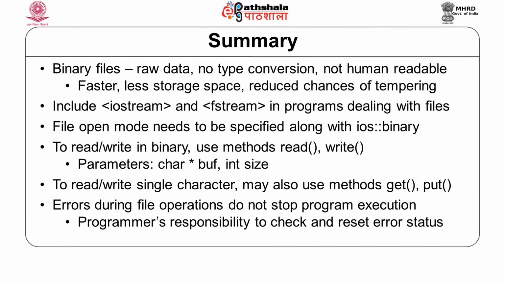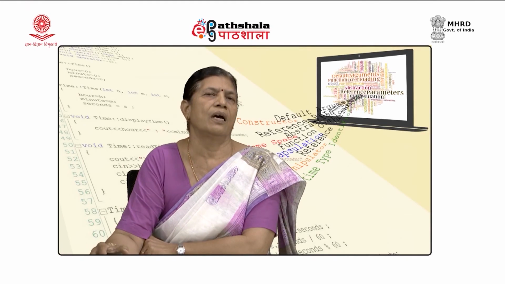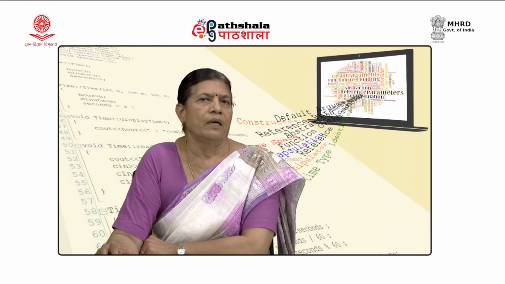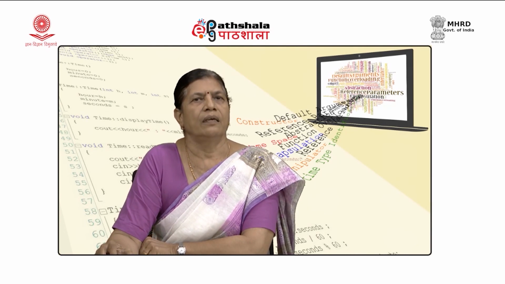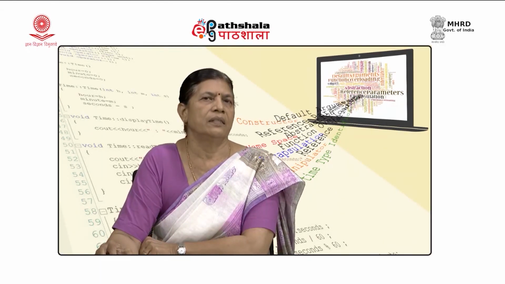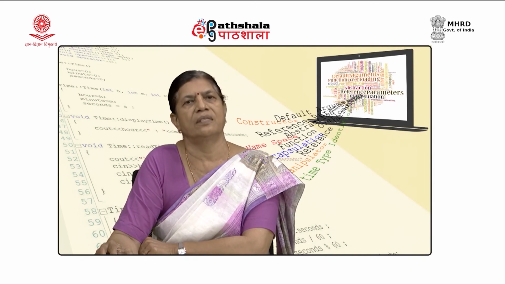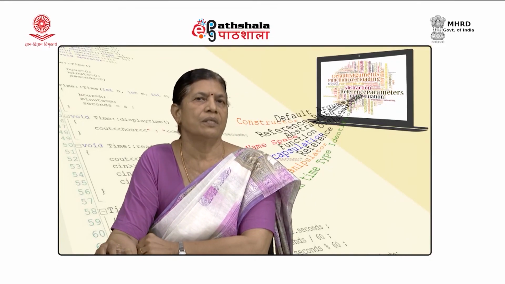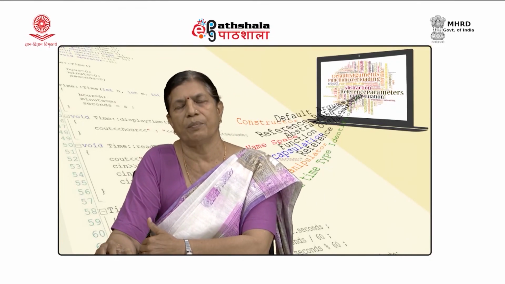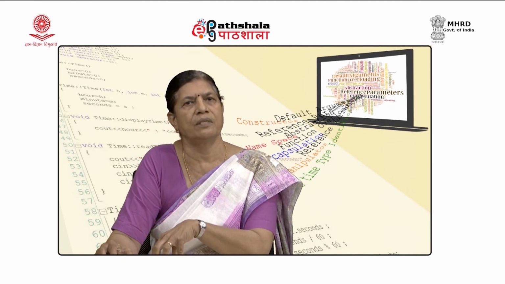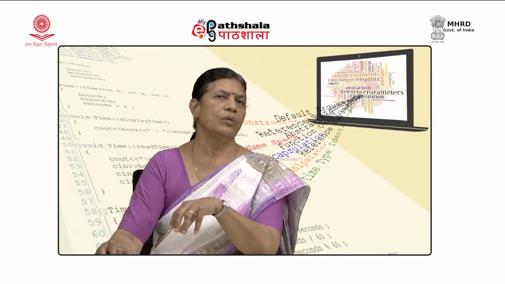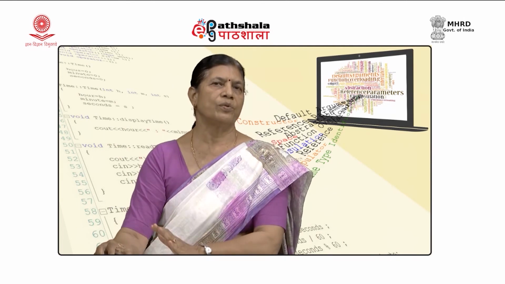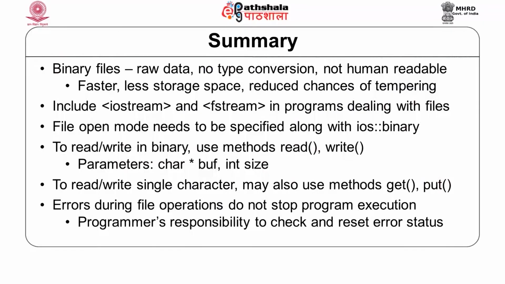It is the programmer's responsibility to see the errors. The program will not stop if some error occurs or some file IO fails. In case of any error, the bits are set in the error state, and those bits remain set unless and until they are cleared by using some method like clear. So, it is all the programmer's responsibility to check the errors during file operations, as well as to clear those error bits using the clear method.